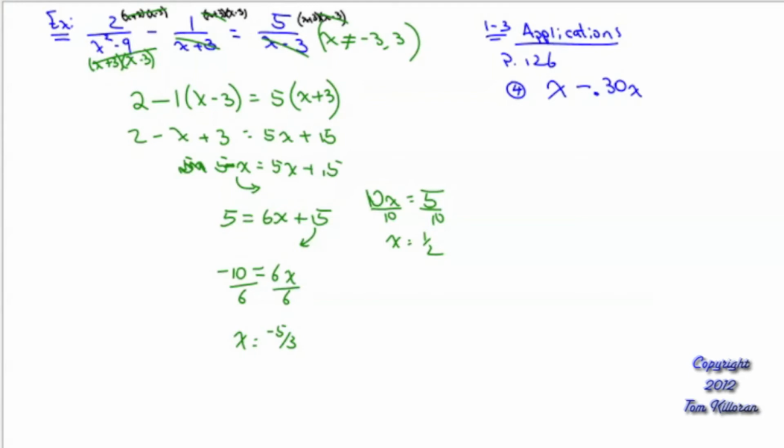Now hold on. Variables are exactly the same. That means these are like terms. If these are like terms, that means they combine. How do they combine? Okay, let's go back to money. This is $1 times x. This is 30 cents times x. $1 minus 30 cents is 70 cents of x.